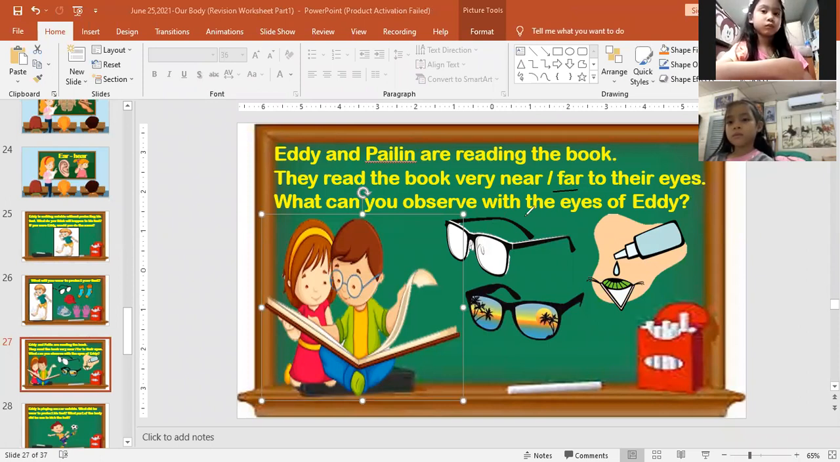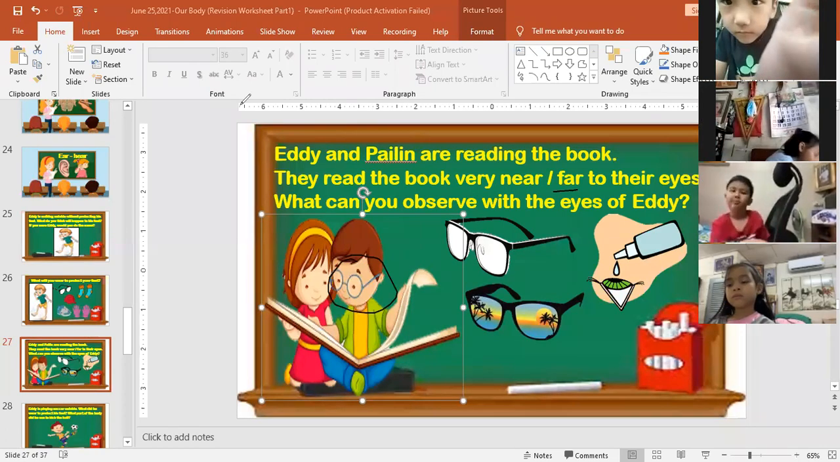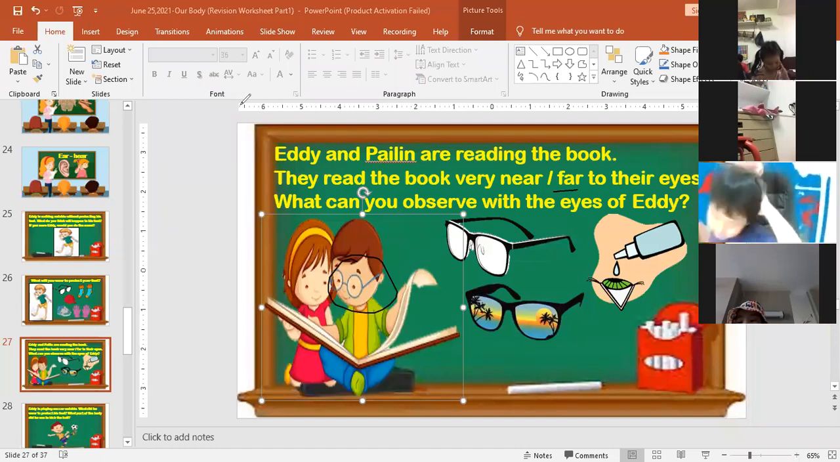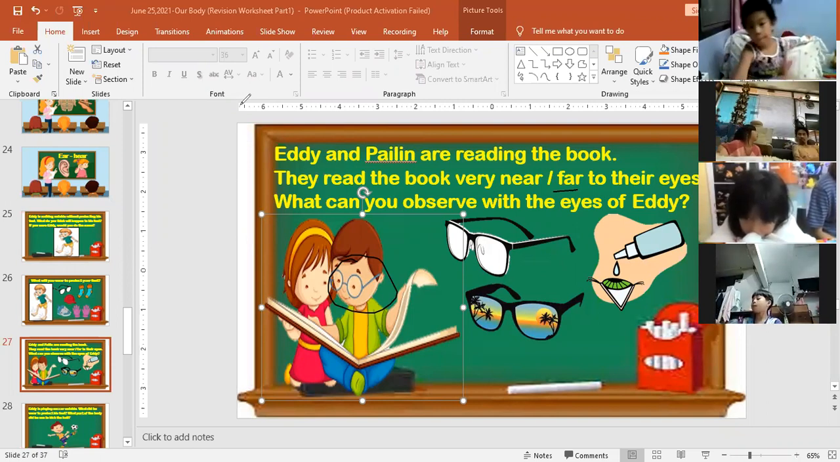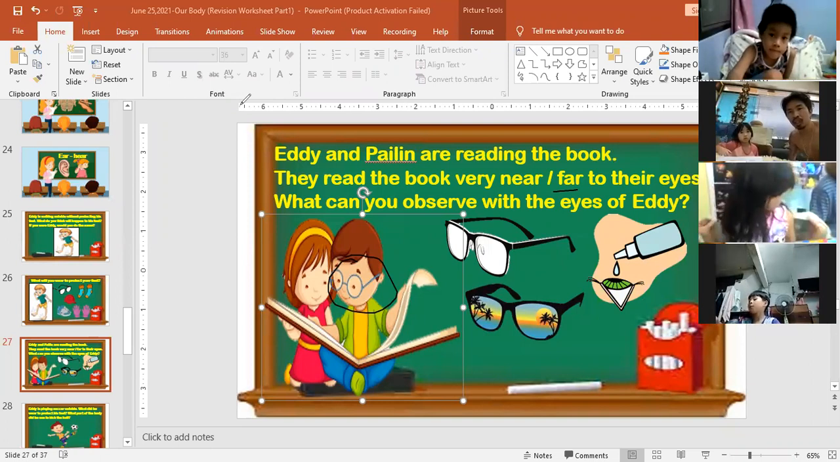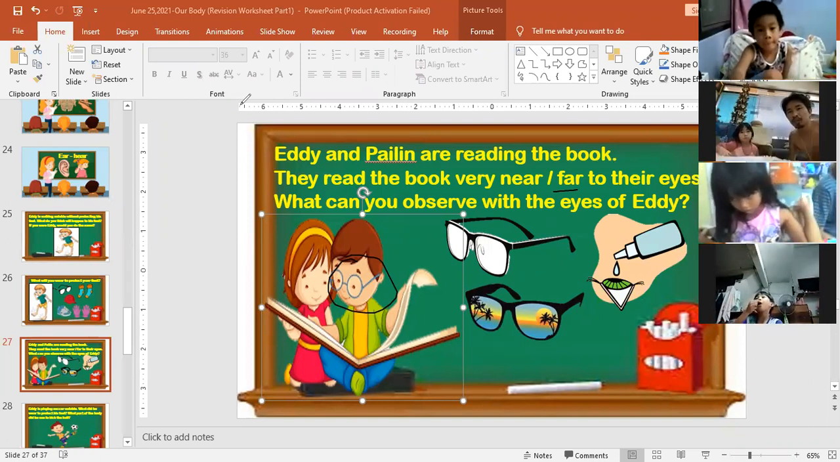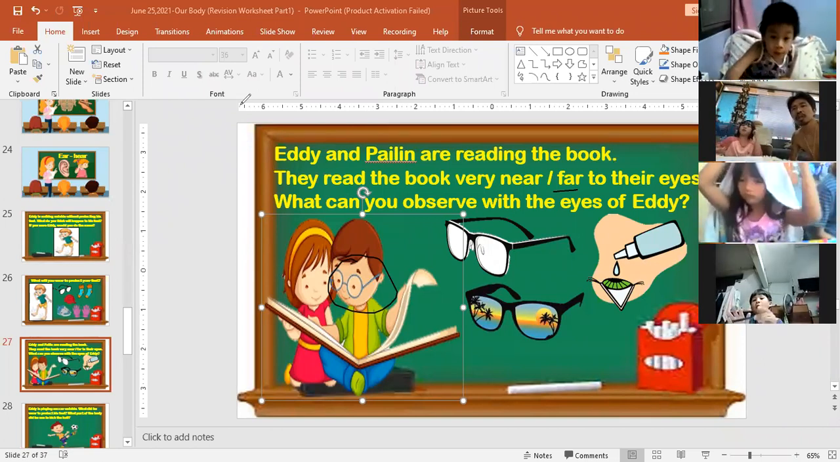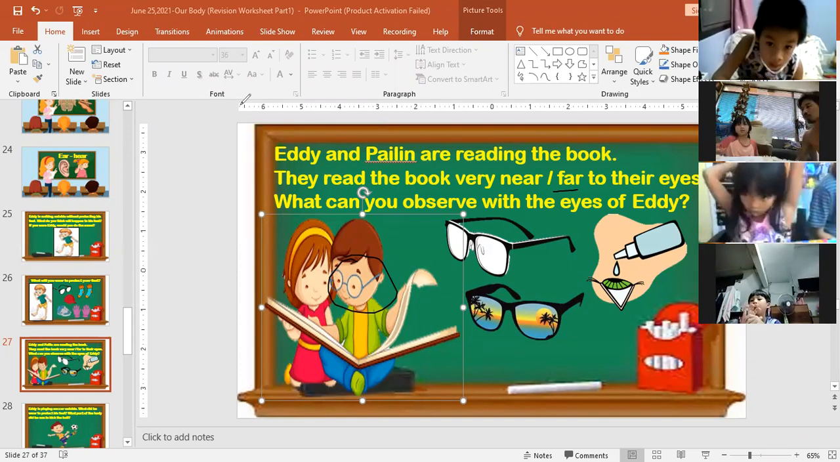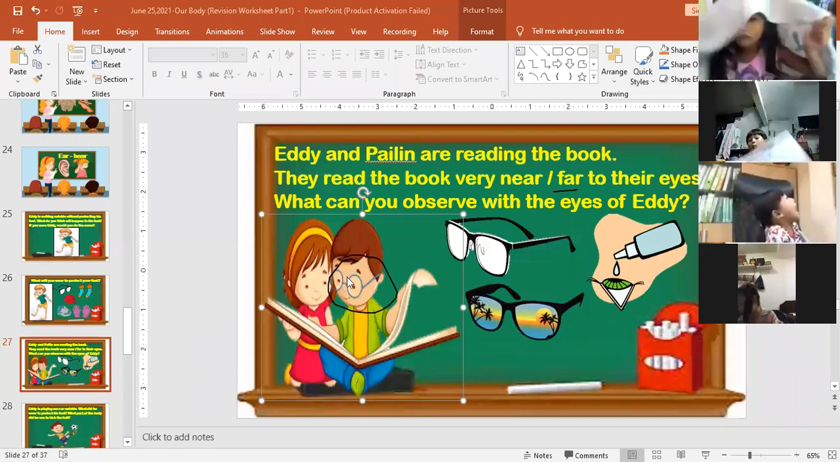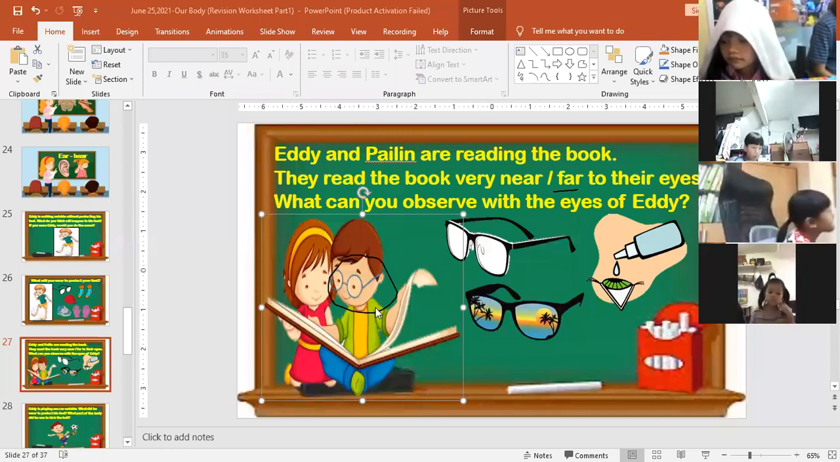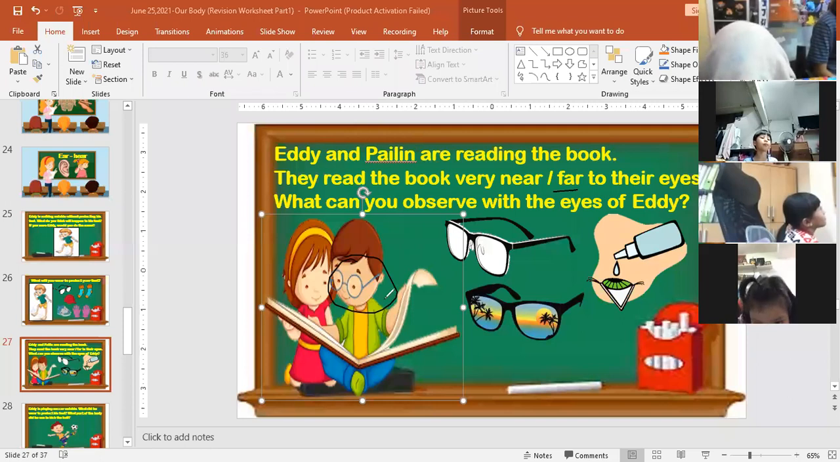Next, what can you observe with the eyes of Eddie? This boy, what can you observe? What is Eddie wearing? What is the boy wearing with his eyes? This is eyeglasses. The boy is wearing eyeglasses.